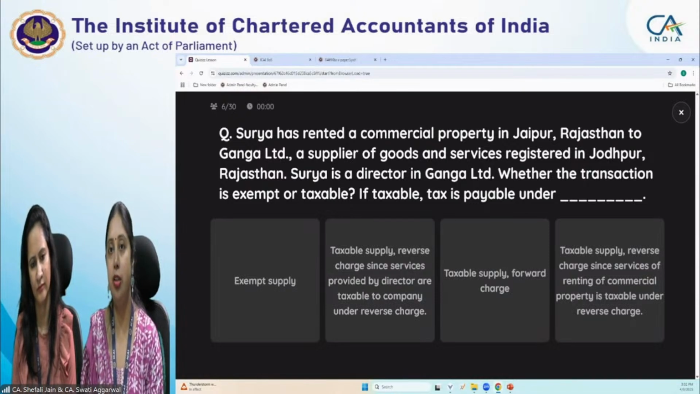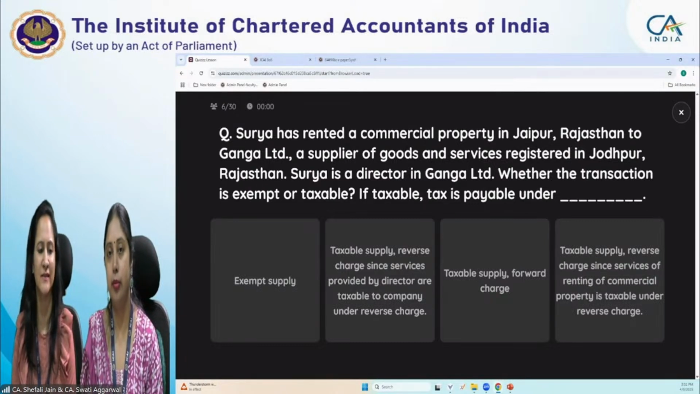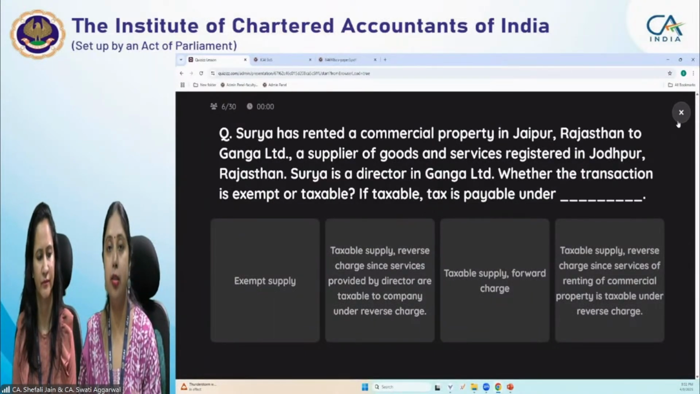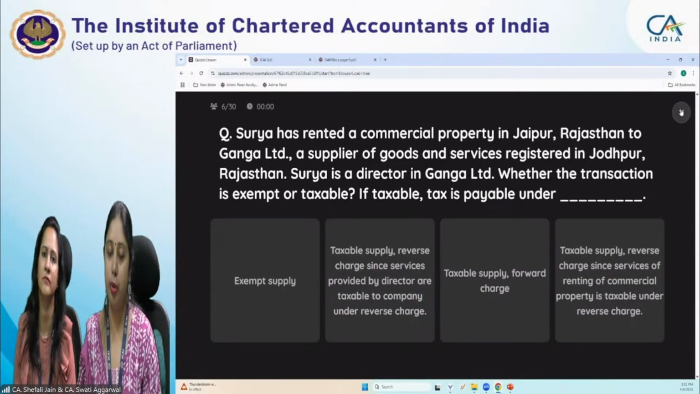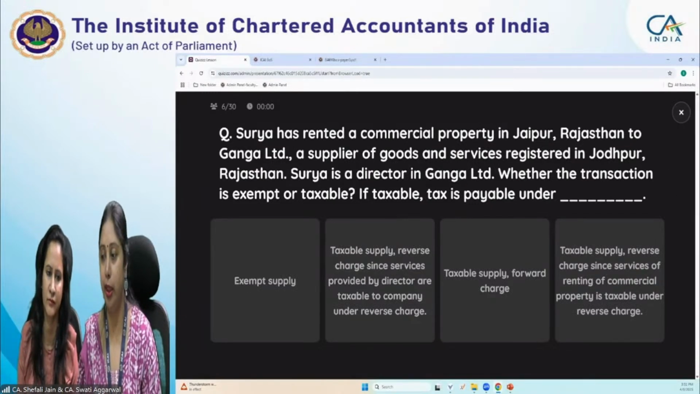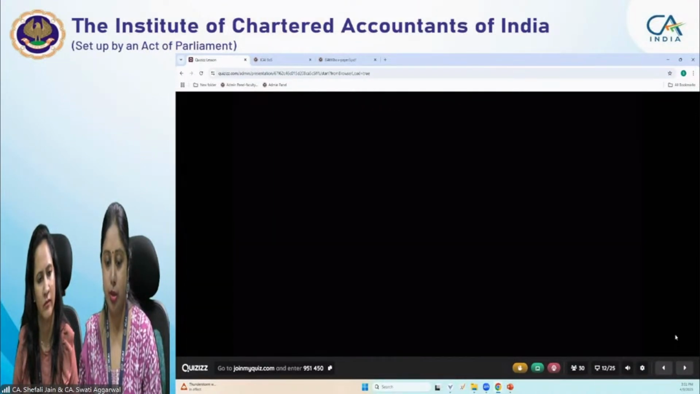Second reverse charge entry is renting of commercial property, but in that case, reverse charge applies only when the supplier is an unregistered person and the recipient may be a registered person. So in this case, the supplier Surya is a registered person. That is why reverse charge is not applicable. Here, supplier and recipient both are registered. Though for attracting reverse charge, supplier should be unregistered. Here, Surya is registered. That is why the reverse charge provisions will not apply. It is taxable under forward charge. Okay. So let's come to the next question.